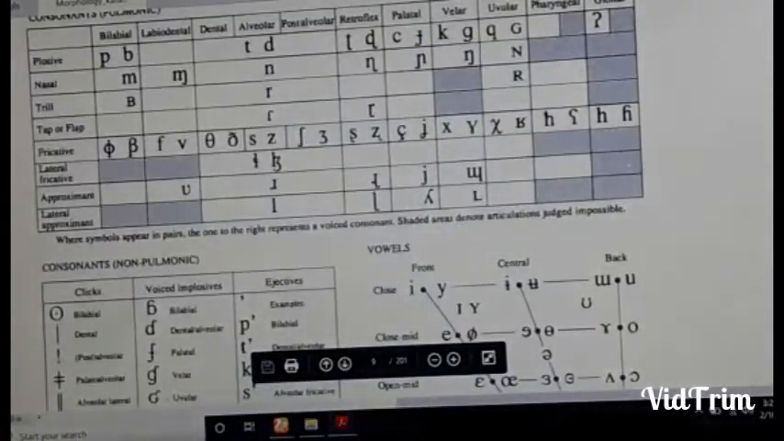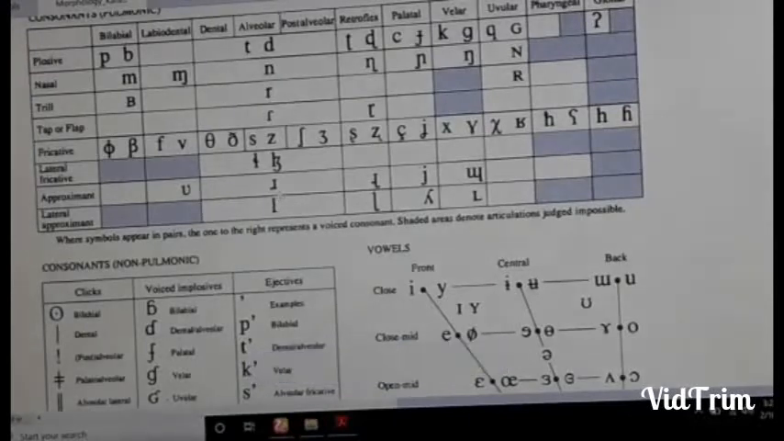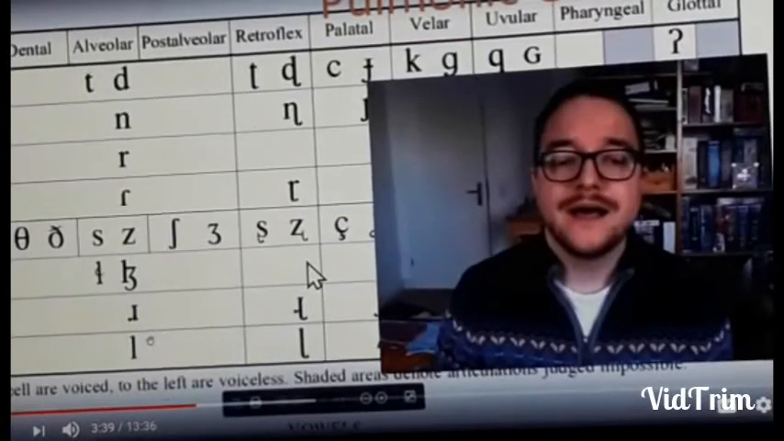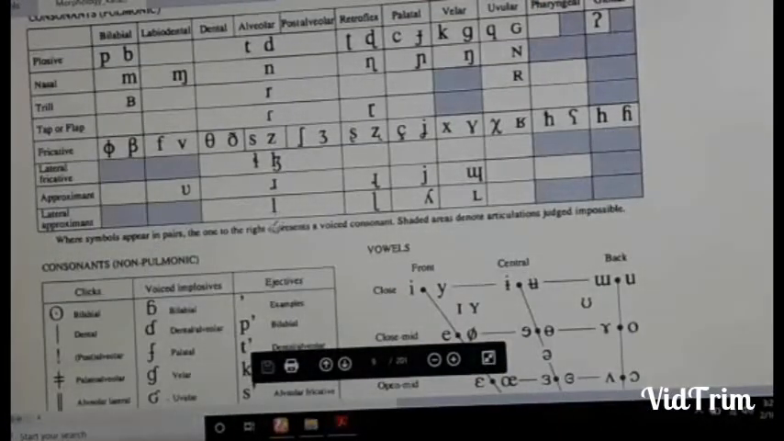Alveolar voiced approximant: ra, ara. Alveolar lateral approximant: la, ala, la, ala.